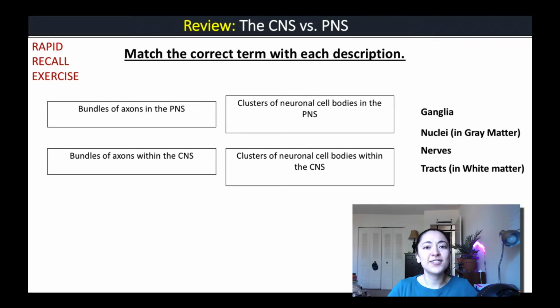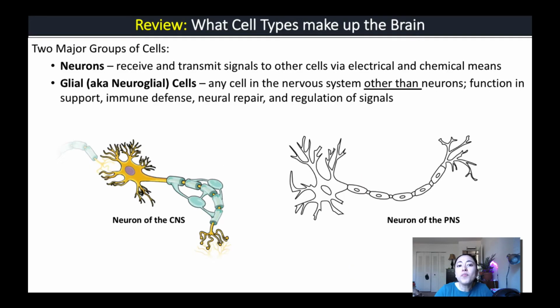Now let's go over the answers. Bundles of axons in the peripheral nervous system are called nerves. Bundles of axons within the central nervous system are called tracts and are found in the white matter. Clusters of neuronal cell bodies within the peripheral nervous system are called ganglia. And finally, clusters of neuronal cell bodies within the central nervous system are called nuclei and are found in the gray matter.